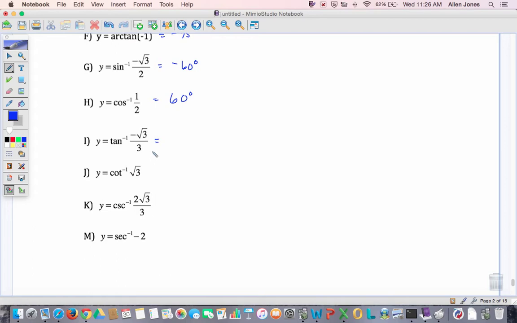Oh, a few more here. We have some tangents. Inverse tangent of negative square root of 3 over 3. That's going to occur in the fourth quadrant at negative 30 degrees. Inverse cotangent of square root of 3 is going to occur in the first quadrant at 30 degrees. Inverse cosecant of 2 square root of 3 over 3 equals 60 degrees, and the inverse secant of negative 2 is 120 degrees.